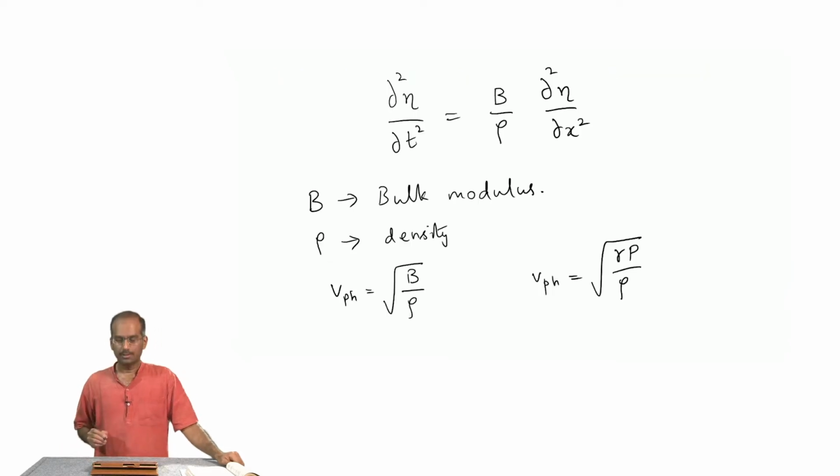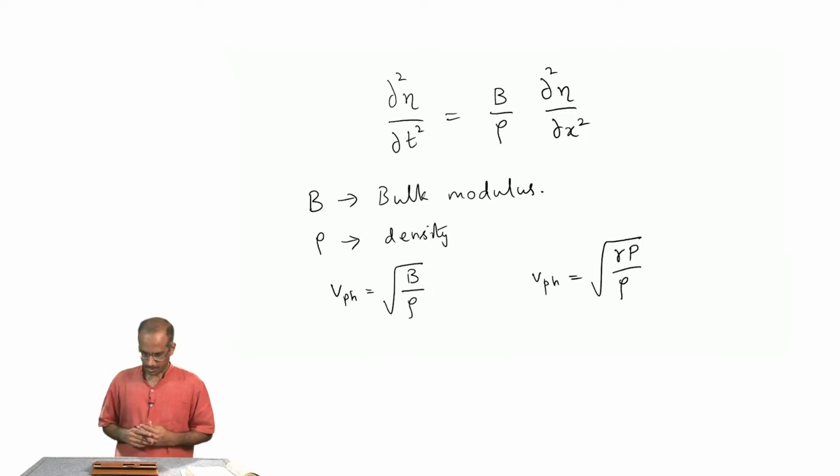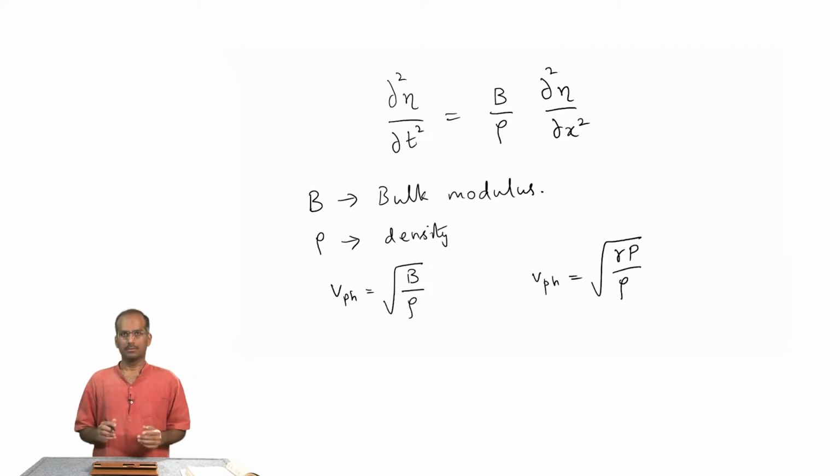So, to begin with, let me quickly point out that the basic and fundamental equation that we are going to again and again use is this wave equation. Eta here is the displacement. In the lecture today we are going to confine ourselves to longitudinal waves, and the phase velocity here can be easily identified from this equation: square root of B by rho, where B is the bulk modulus and rho is the density of the medium.